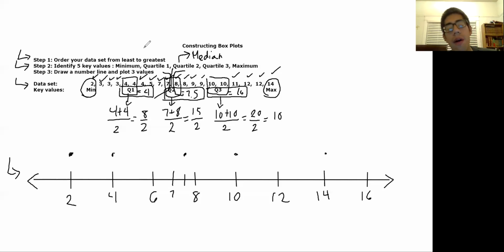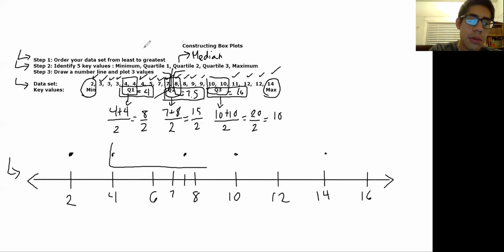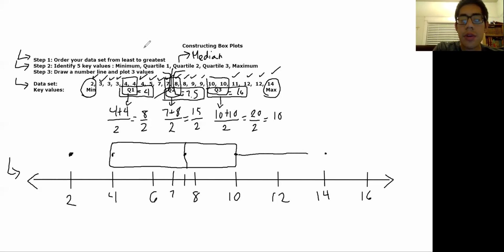Okay, so now that I have all 5 of them plotted, I need to draw a box around quartile 1, quartile 2, quartile 3, okay? So here I'm going to do this. Then I'm going to draw a line through the middle, which is my quartile 2. Then I'm going to connect the edges. And another name for this is a box and whisker plot. But that's pretty much it. That's all I want you to do.